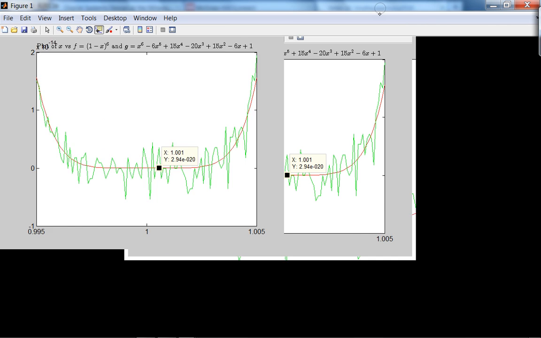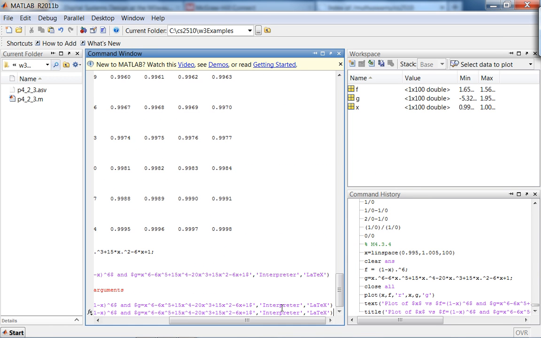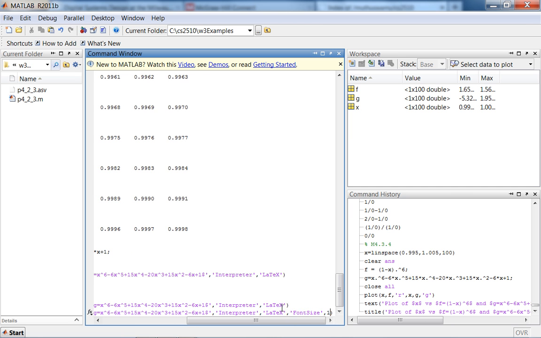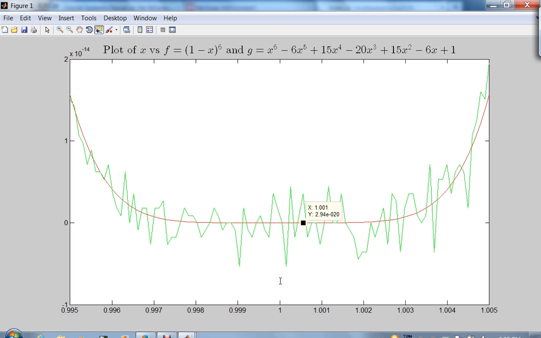So there. Let's go to the plot. And you can see, I maximize this, notice how it's given this nice formatting for your mathematics. It's because of the LaTeX interpreter. And then obviously you can increase the font size. Font size, let's make it 16. And let's see how that is. So there, very nice.